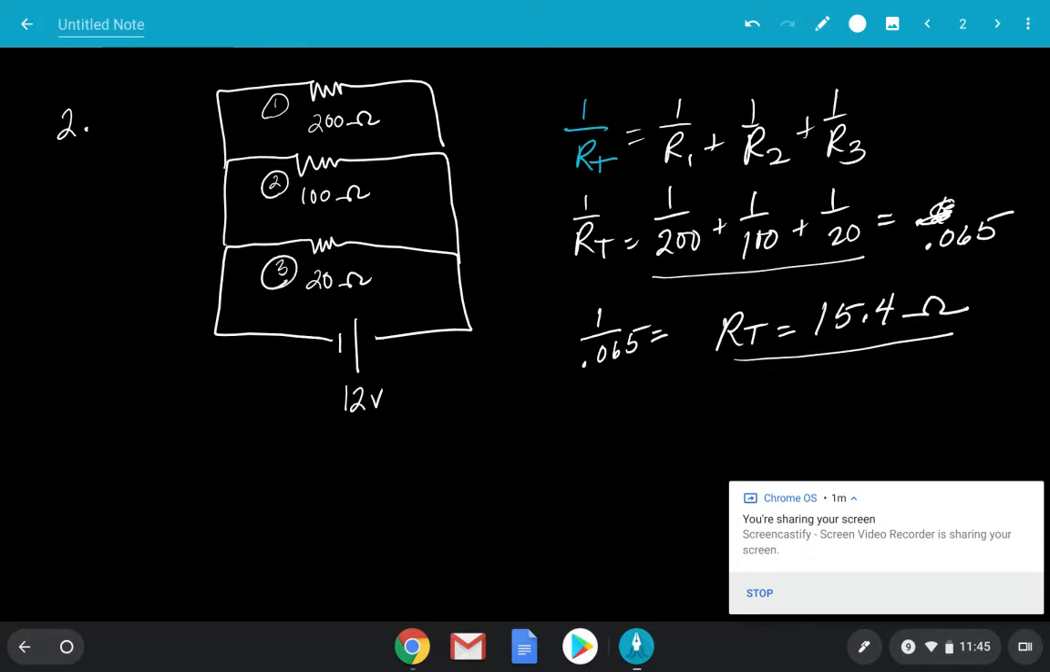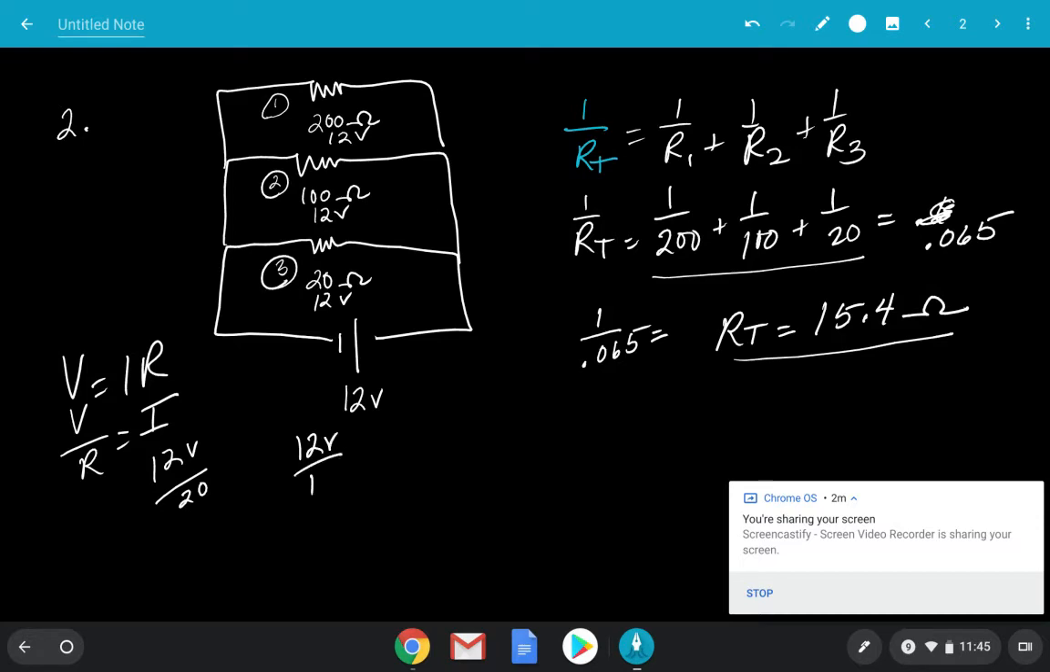Next, I want to figure out the current and the voltage values for resistors 1, 2, and 3. Because this is a parallel circuit, I know that the voltage stays the same. So each of these has 12 volts going through the resistor. After that, I'm going to use V equals IR. I'm going to do voltage divided by resistance to find the current, and that's going to be for each of my circuits. So I'm going to take 12 volts on 20. I'm going to do 12 volts divided by 100, and then 12 volts divided by 200 ohms in order to find it. Now this one's pretty easy, so I'll do that one quick.